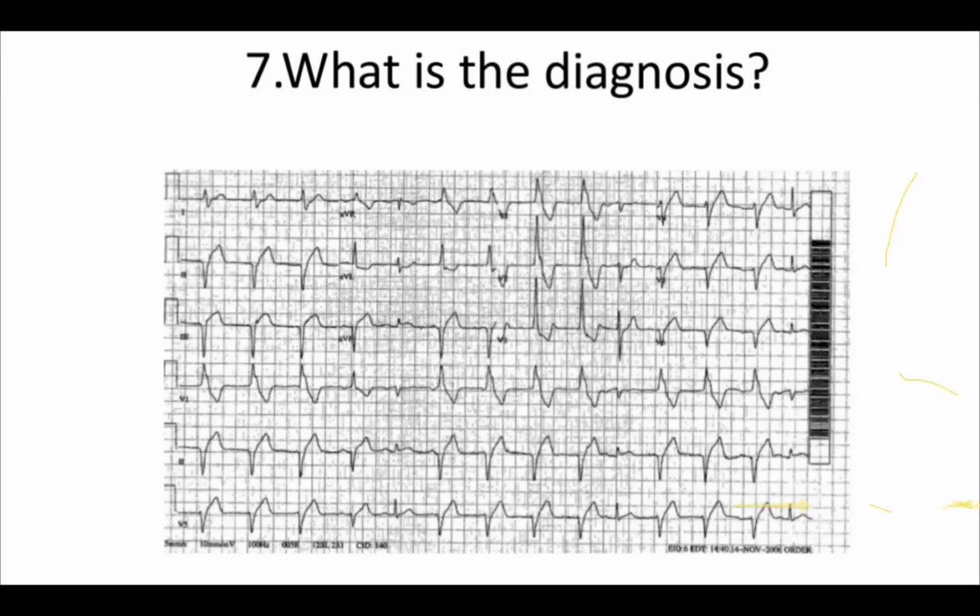So remember, in a rhythm strip, if you see wide complex tachycardia and you see a fusion beat or a capture beat, that is pathognomonic for VT, right? That's why you have to look at the rhythm strip. Sometimes there are broad complex tachycardias where you are not sure whether this is bundle branch block, aberrancy, or pre-excitation. But if you see a capture beat or a fusion beat, you can definitely say this should be a VT, right?